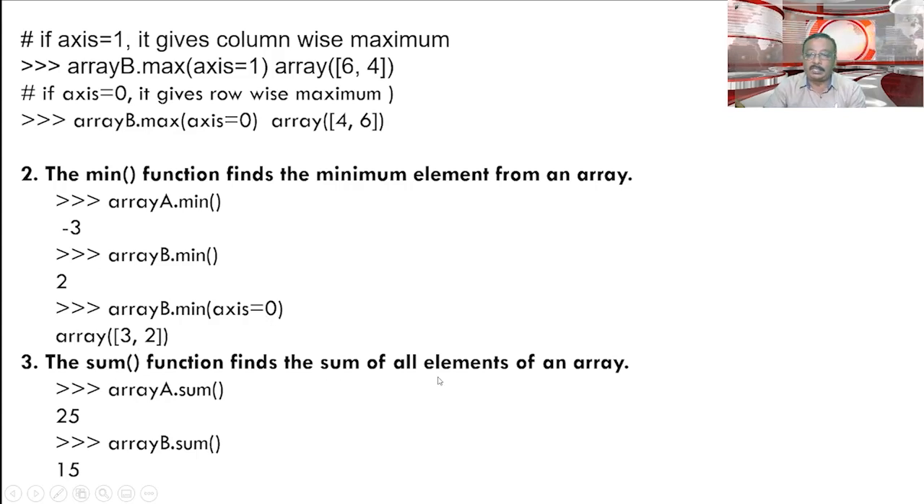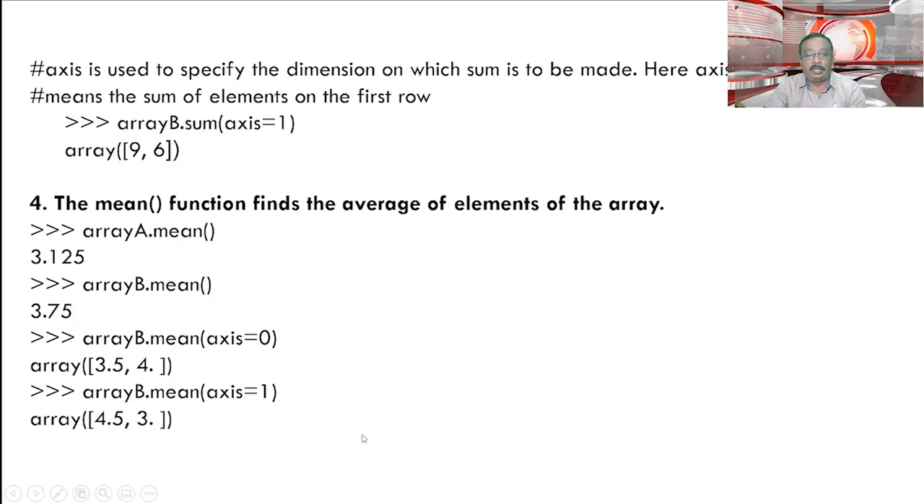And the sum function finds the sum of all elements in an array. So array A dot sum will give the sum of all elements in the array. And similarly, B dot sum will give you the sum of all elements in array B. So axis is used to specify the dimension on which the sum is to be made. Here axis 1 means the sum of the elements in each row. So if you specify row wise, you can get it, and similarly you can also do column wise. For example, B dot sum axis 1 is going to give you the row wise sum. The first row total is 9 and the second row total is 6.